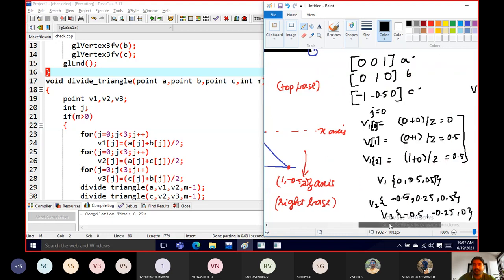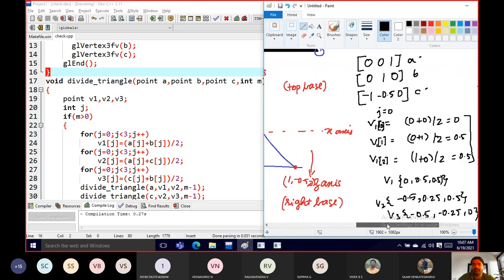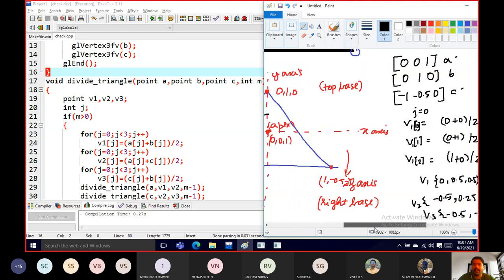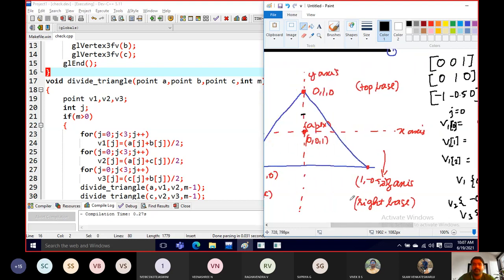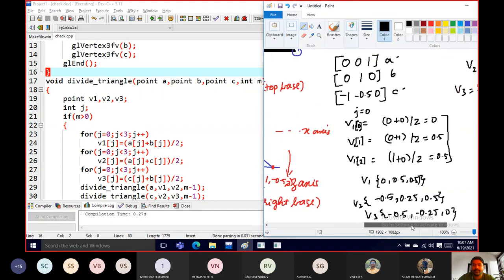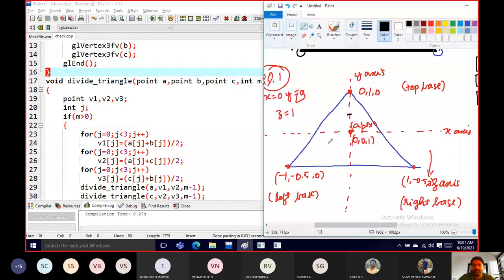Got it? So next is V2, minus 0.5, minus 0.25. So x is negative, minus 0.5, and y is 0.25 somewhere here. And what about the z term? Z term is also minus 0.5. That means somewhere here it comes.